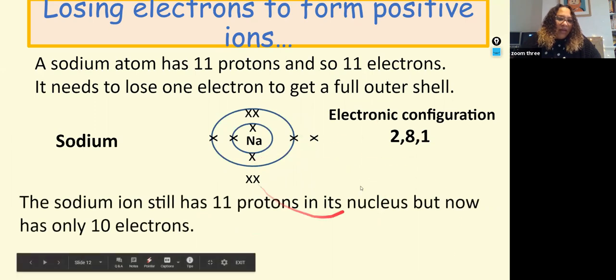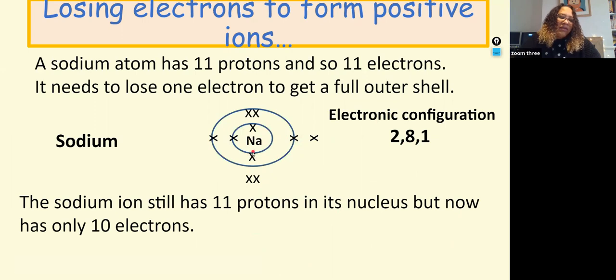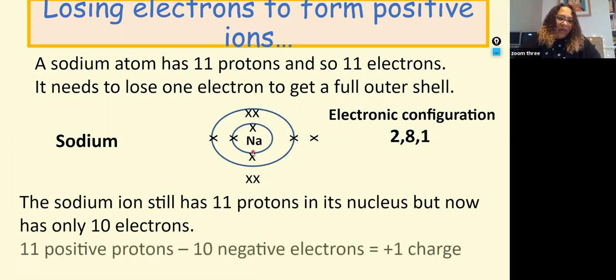What happens is the sodium ion still has 11 protons in its nucleus, but it only has 10 electrons. And so it's become positive 1 charge because the 11 minus the 10 is 1. And you get Na+, and the structure is now 2, 8.